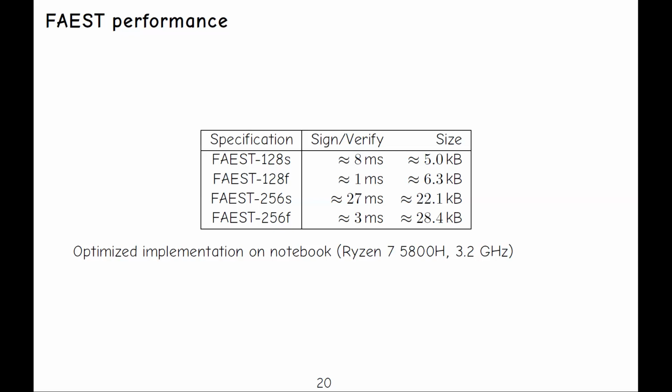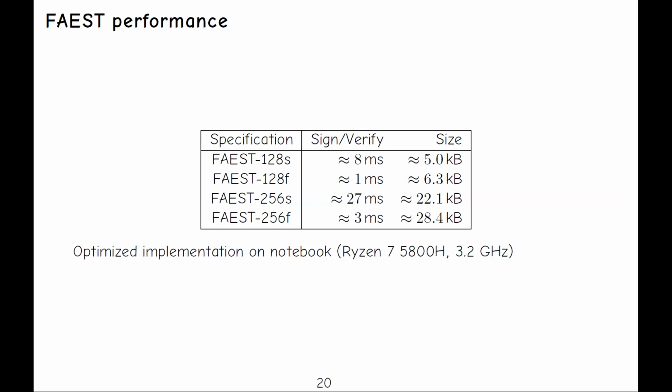Now, if we trade off in this vector commitment the size for speed, then we can get down to 1 millisecond, but our signature size does increase to 6.3 kilobytes. Here are also the parameters for 256-bit security. And let me just say that this scales roughly quadratically in the security parameter.